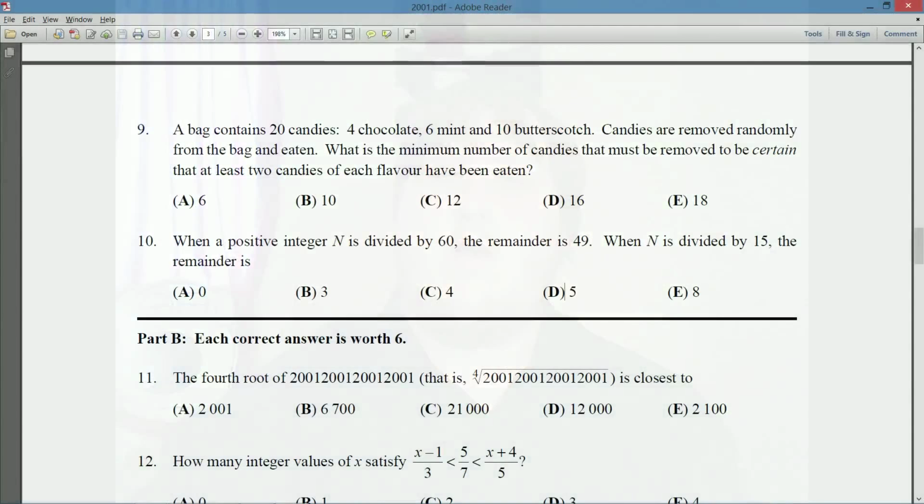That's the grade 11 contest. We're up to question number 10, which is the last question in part A, the last question that's worth 5 points, and it gets us sort of ready for part B, which is going to be worth 6 points apiece. Okay, so let's take a look at question number 10.